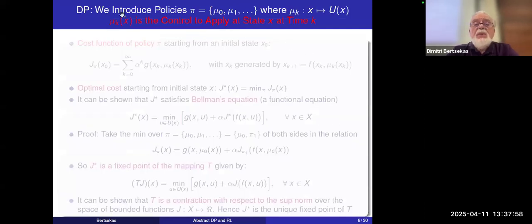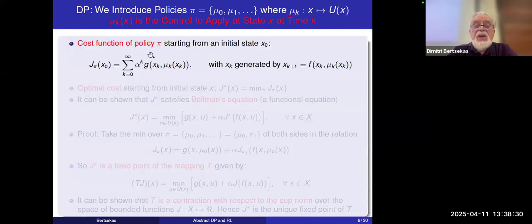So in dynamic programming, we use policies. We introduce policies that are functions of the state. Each mu k is a function from state to control. And once you have such a policy, it's a lookup table that gives you the control to apply at state x and time k. So ideally, you'd like to have those stored in a lookup table or generate them as you need. And when you are at state x at time k, you pick up the control and you apply it. So that's a policy.